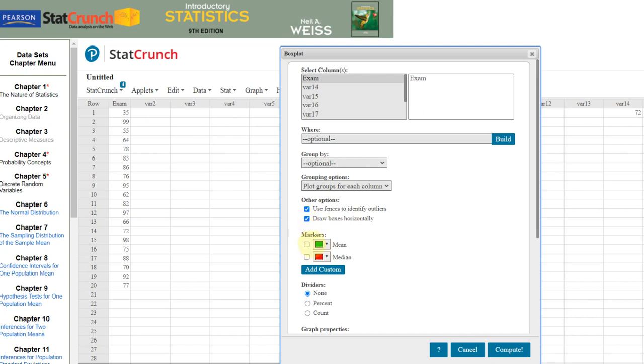Now it gives you an option for markers between mean and the median. I'm just going to put a marker for median. This is optional. You don't have to. You can activate or deactivate it. If you do it, then it'll show in red.